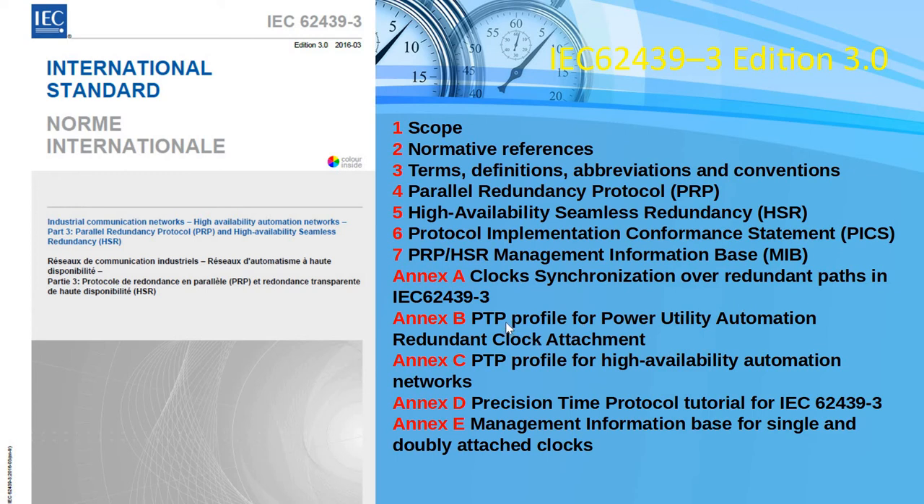Annex B is the PTP profile for power utility automation redundant clock attachment. Annex C is the PTP profile for high availability automation networks. Annex D is the precision time protocol tutorial for IEC 62439-3. Annex E is the management information base for single and double attached clock, that is MIB.